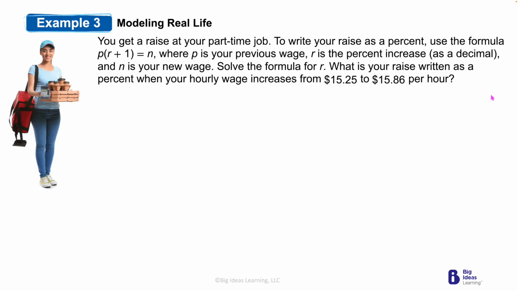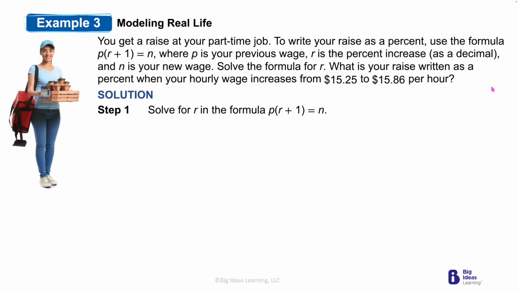All right, so a word problem here. You guys love these things. You get a raise at your part-time job. To write your raise as a percent, use the formula p(r + 1) = n, where p is your previous wage, r is the percent increase, written as a decimal, and n is your new wage. So you want to solve the formula for r, and then what is your raise written as a percent when your hourly wage increases from $15.25 an hour to $15.86 an hour.